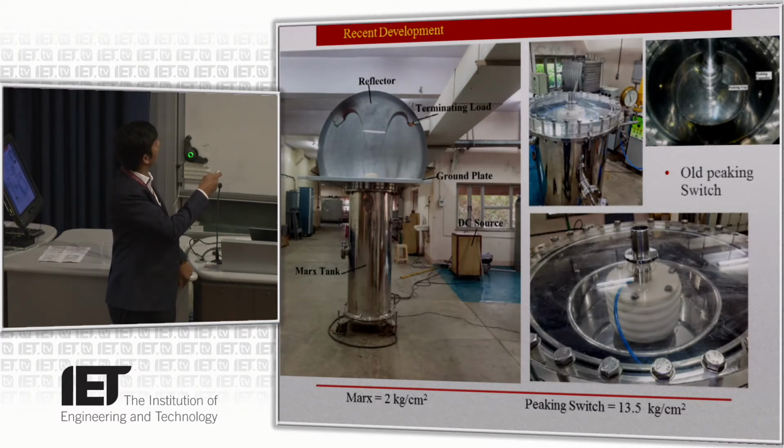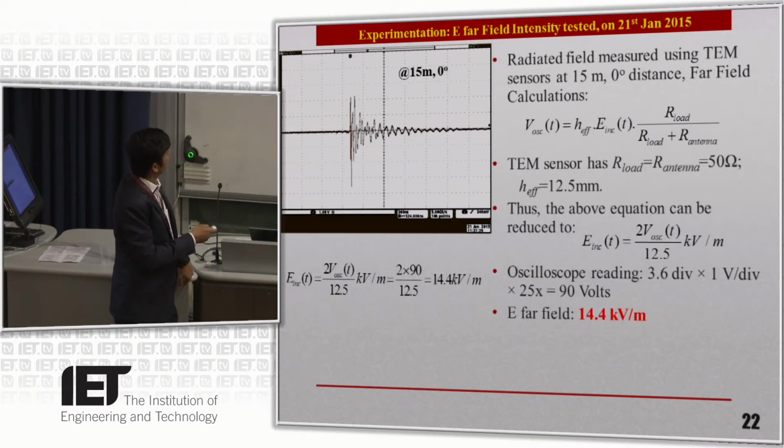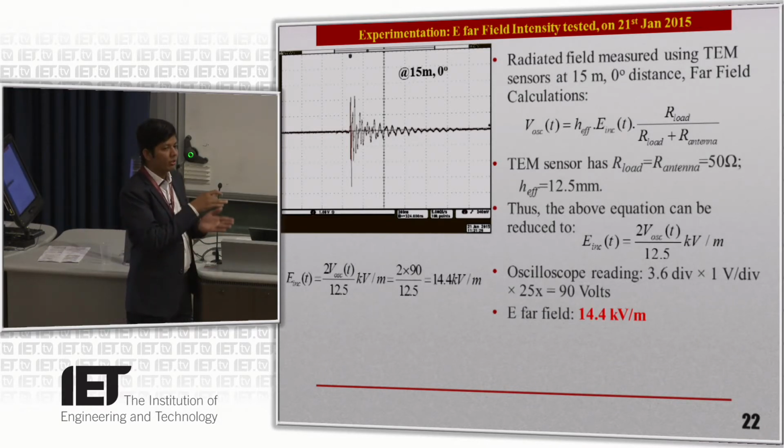It is very low inductive in nature, so that will avoid the ringing effect on the observation. So these are the sensor calculations, because we are using a sensor which has an effective height of about 12.5 millimeter, and the oscilloscope reading V oscilloscope is 90 volt. So the E far field calculation is based on that, and these are our own developed TM sensors.